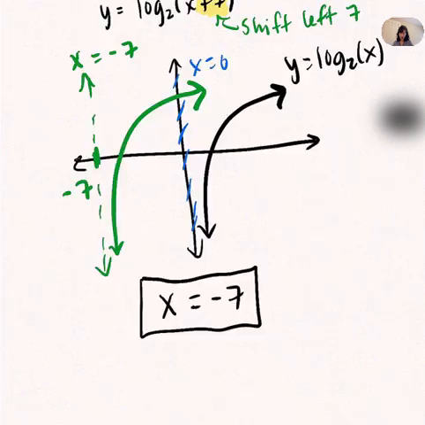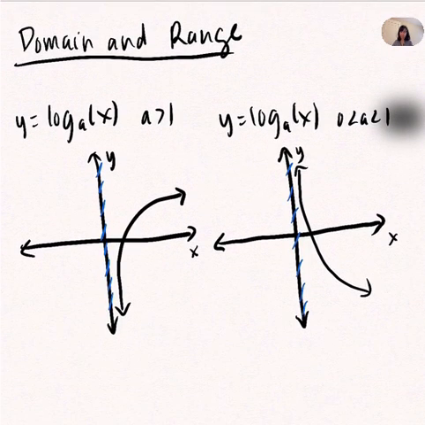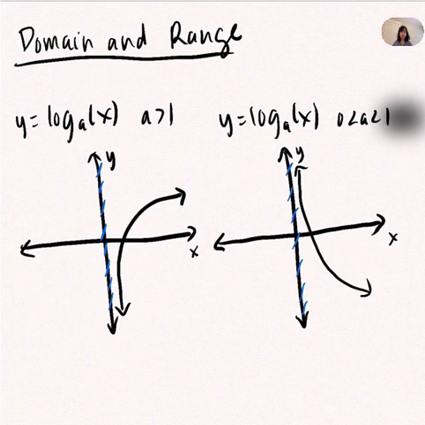Okay, let's talk about domain and range. Now what you're looking at is our two basic log graphs. This is for when your base is bigger than 1. We see this more often. And this is for when your base is between 0 and 1. So a small number, like 1/2, 1/3, and so on.